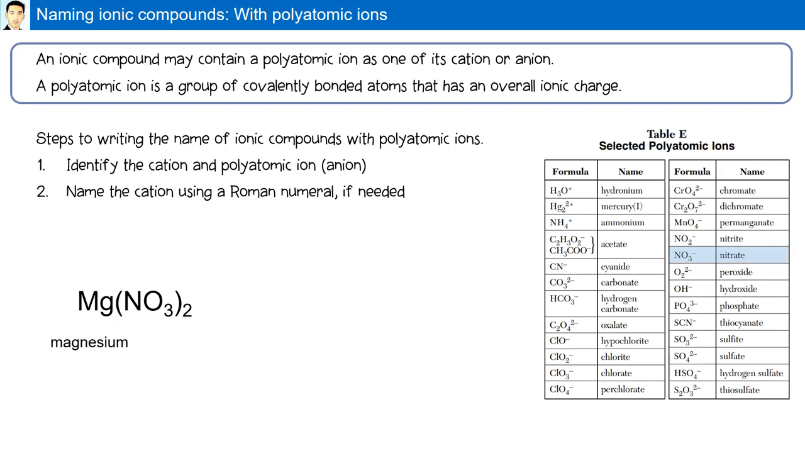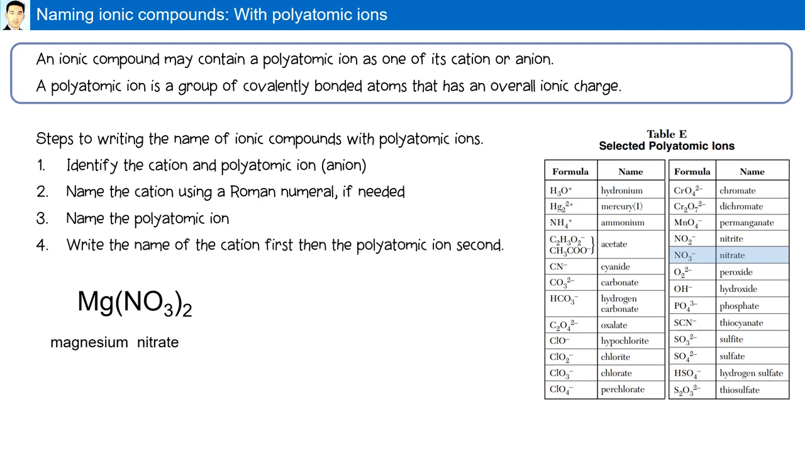In Reference Table E, we look for NO3. It is called nitrate. So now we name the polyatomic ion nitrate. Finally, we write the name of the cation first, then the name of the polyatomic ion second. Here we have MgNO3. It's known as magnesium nitrate.